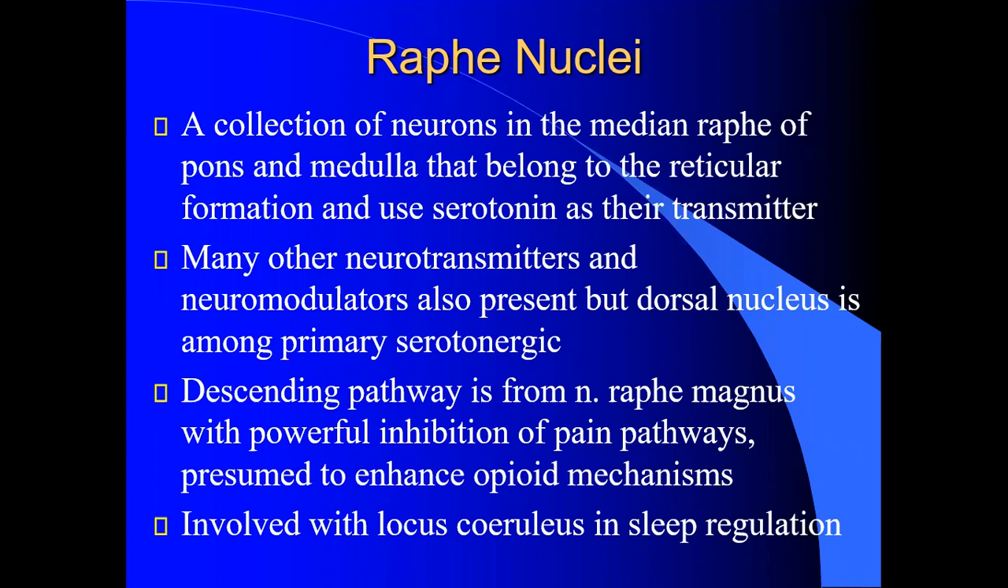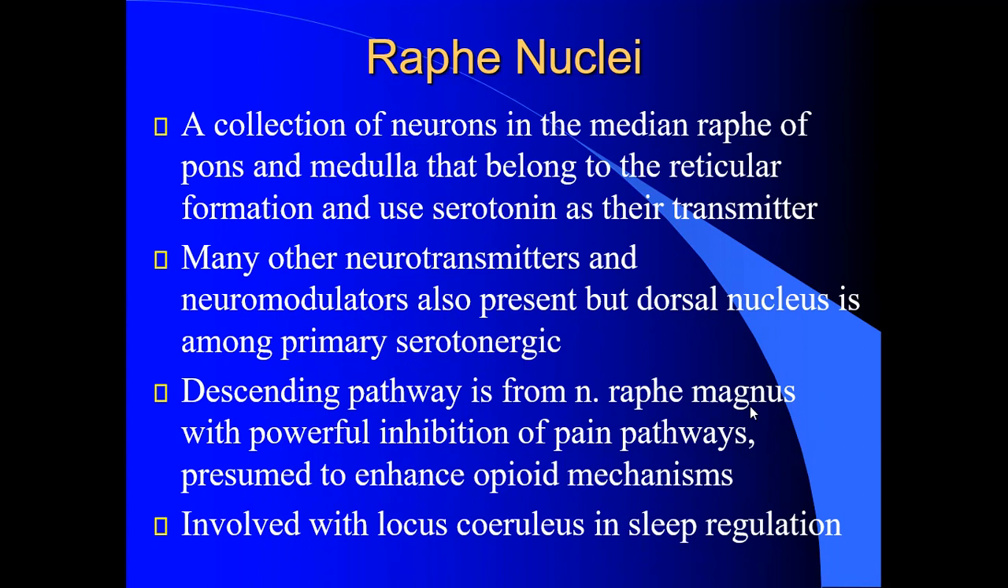So you see, we've got these small molecule transmitters: parabrachial using acetylcholine, the locus coeruleus using norepinephrine, raphe using serotonin. What happened to dopamine? We'll get there next talk, okay? Because that's up in the midbrain. So we're not going to be talking about that today. There are other neurotransmitters that are present. There are neuromodulators, but the dorsal nucleus and the nucleus raphe magnus are the serotonergic nuclei, and they're important.